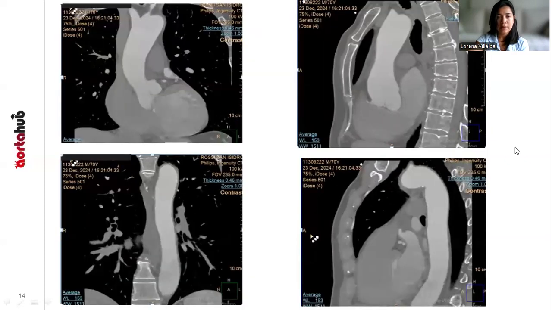Here are images in sagittal and coronal sections showing, as I previously stated, the enlargement of the ascending aorta, mainly the tubular part, and we observe that there are no signs of coarctation in the aorta. The descending aorta looks to be within normal limits.